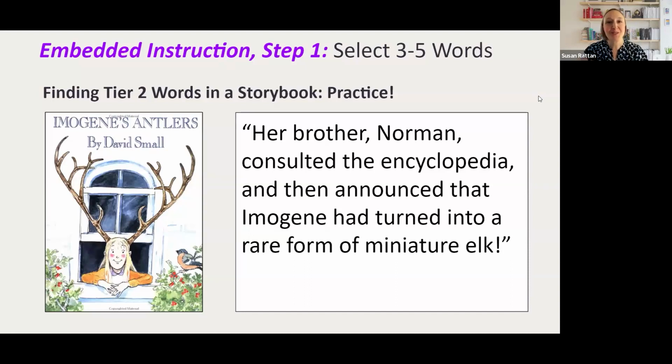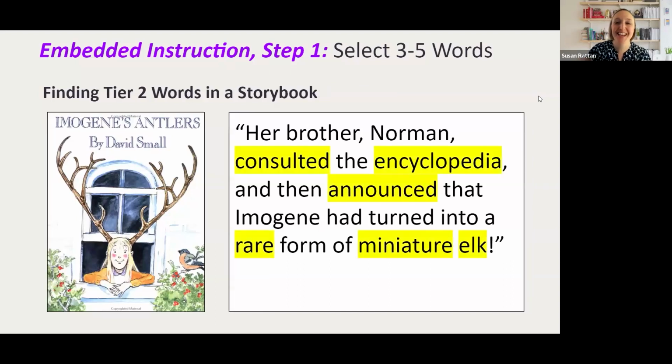Okay, now we'll show you what words we chose on the next slide. We chose consulted, encyclopedia, announced, rare, miniature, and elk. So there are 6 words in this one sentence that could potentially be a target for instruction. And we are absolutely not recommending that you choose all 6 of these words to instruct within one sentence. That would get a little wild. But these are examples of good options that you could choose to select.